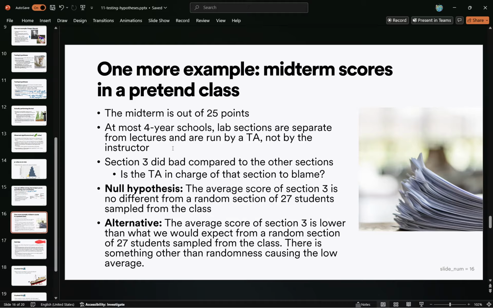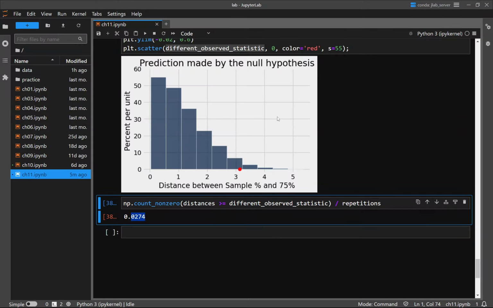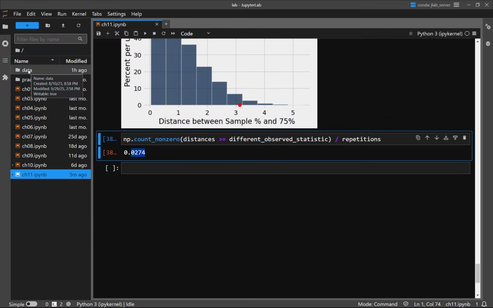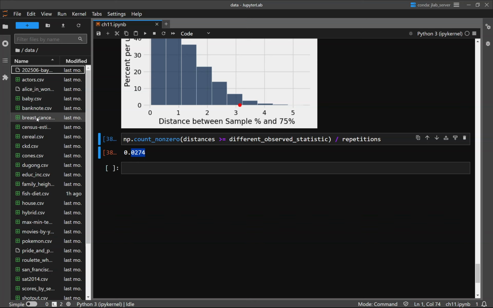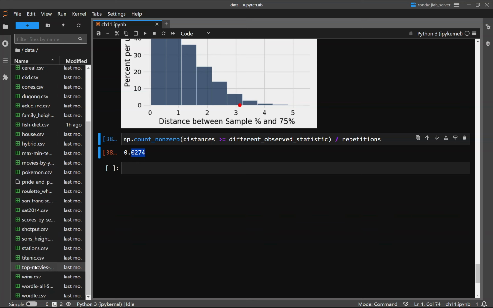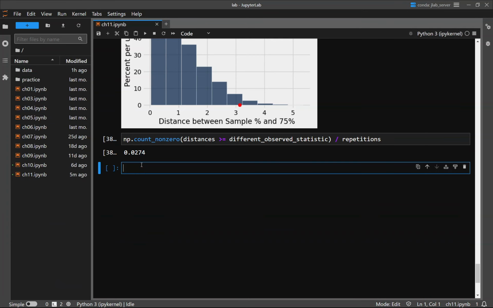Okay, so they're called lab sections, and let's look at some sample data. It's in this data file called scores by section. So this was made up, I think it was probably just made up numbers, but maybe it was from a real class. I don't know. We'll find out. So it's scores by section in the data folder if you want to go get that and try it out yourself. But it's midterm scores. That's my example.